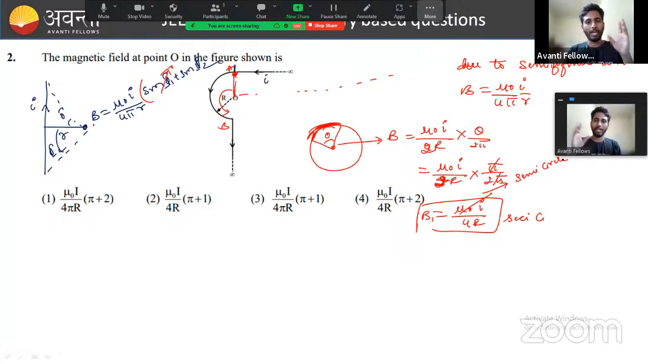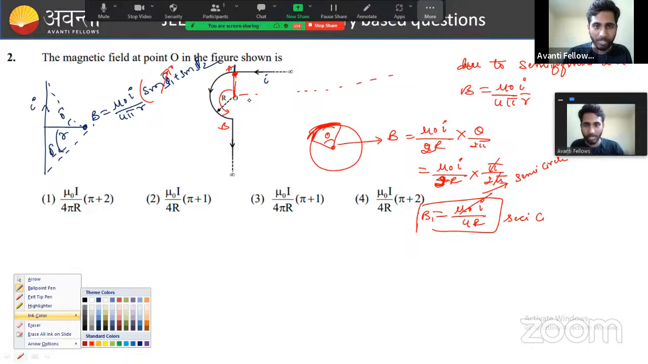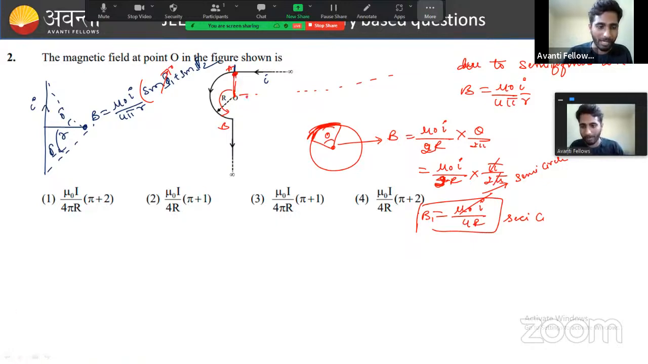Now, in which direction are both exhibiting the field? You have to calculate first. Look at this one. For the infinite wire above, the current is going like this. If you curl the finger at the topmost point, it is going inside the plane. At point O, it is coming out. At point O the magnetic field is coming outside.